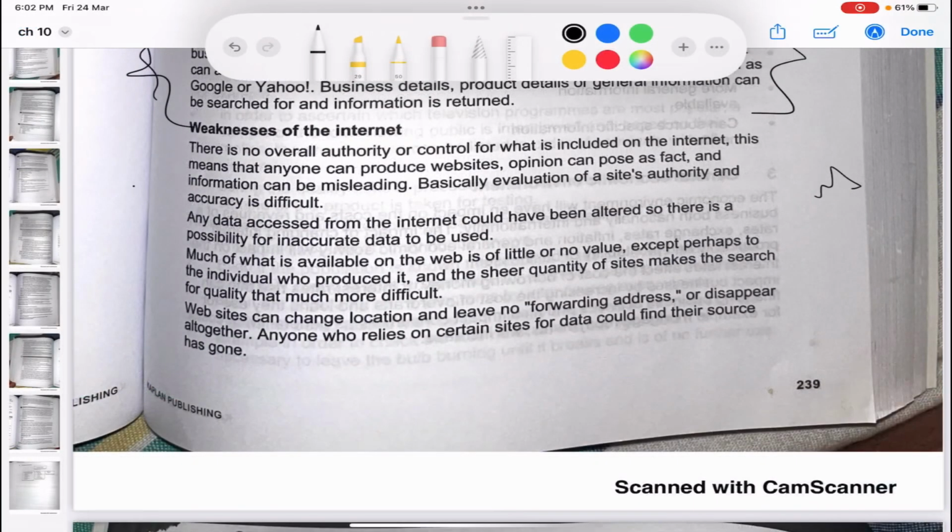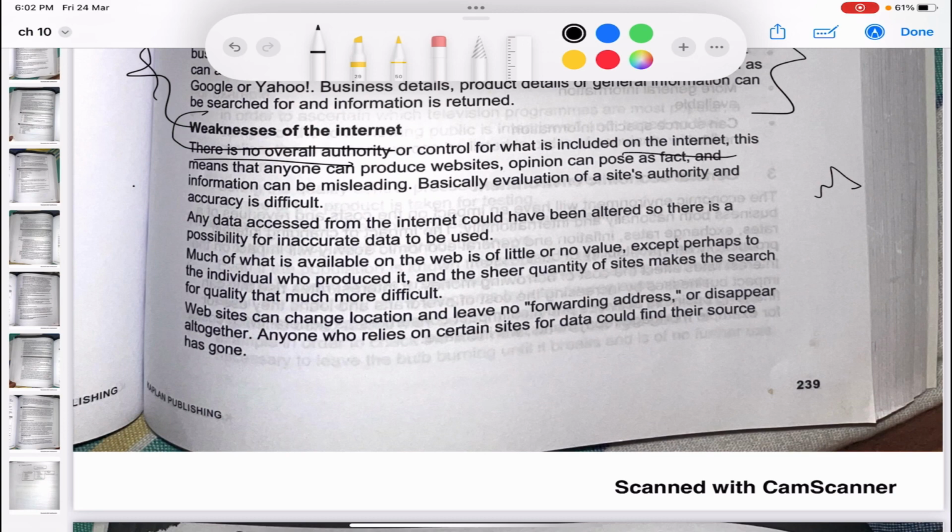Okay. Now we come to the weakness of the internet. I'm pretty sure that you might be well versed with this topic from before, but let's just quickly go through it. You know that anything that is put on the internet, there is no control on it, there is no overall authority on it, nobody is regulating the internet.